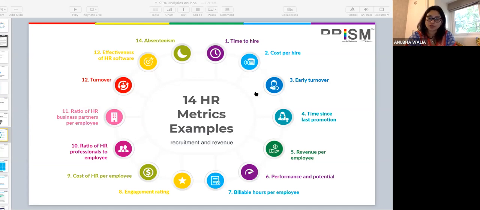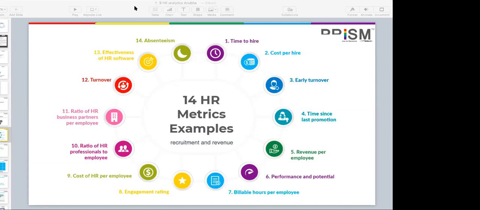Then there is also what we call the ratio of HR business partners per employee. Okay, now in this, it is kind of similar to the previous one. But again, a set of highly developed analytics capabilities with HR enables it to measure and predict the impact of HR policies. So this will enable HR to be more efficient and reduce the number of business partners.